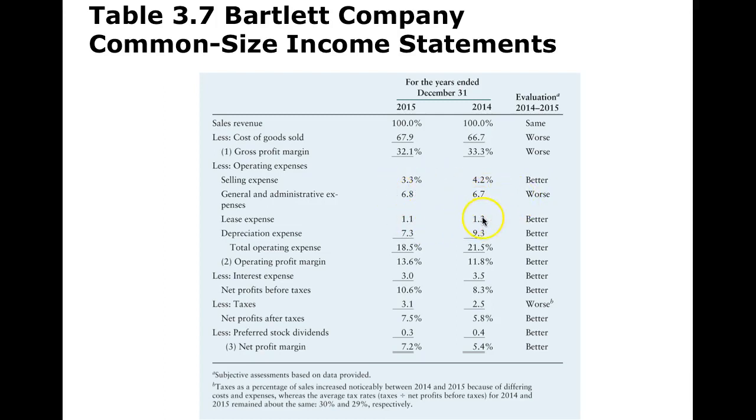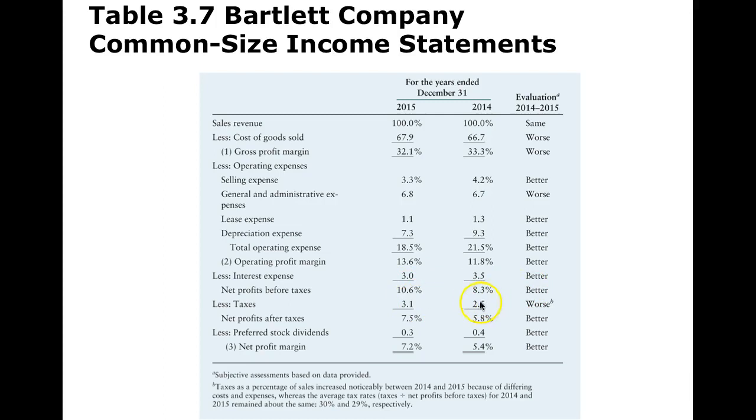Our lease expenses have gone down, so that's better. And depreciation expense has gone down, so that's better. Our total operating expense has gone down, so that's better. Our operating profit margin has gone up, that's better. And our interest expense has gone down, so that's better. Our net profit before tax has gone up, so that's better.